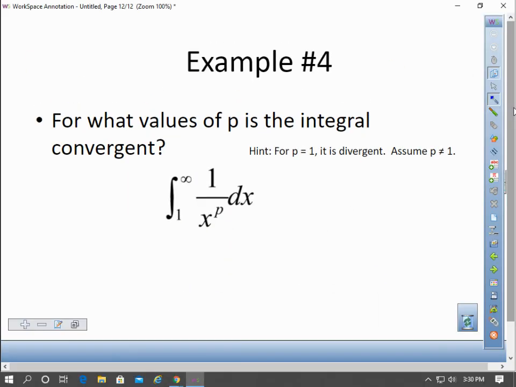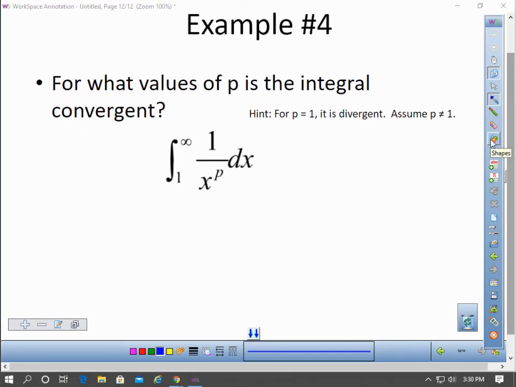This is the one that I wanted us to investigate just a little bit more. For what values of p is the integral convergent? Now, we did this one in problem number 1.